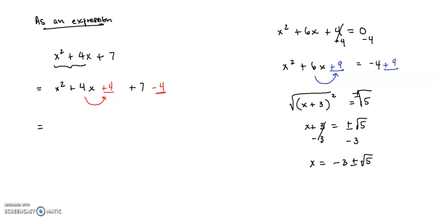All right, but we want it in this form because this is something squared. So this factors as x plus 2 squared. And then over here on the right-hand side, I've got plus 7 minus 4 would be plus 3. Okay, so again, factoring as an expression is the same idea as far as the divide by 2 and square it. You just have to balance it a little bit differently. And this is what they're looking for in the homework. So let's try one more of those.